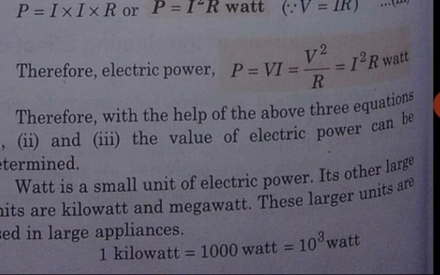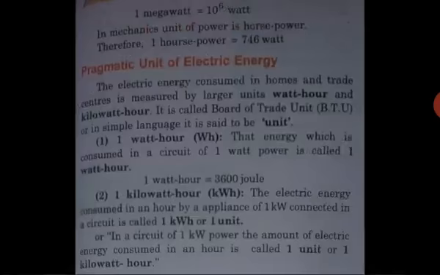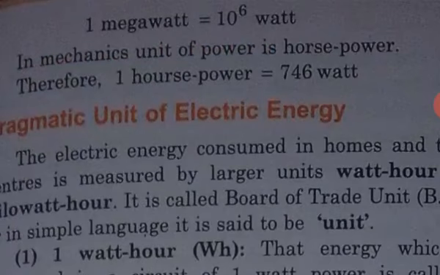So what is the small unit of electric power? The other larger units are the kilowatt and the megawatt. These larger units are used in large applications. So 1 kilowatt is equal to 1000 watt, and 1 megawatt is equal to 10 to power 6 watt. And in machines, the unit of power is horsepower. So 1 horsepower is equal to 746 watt.